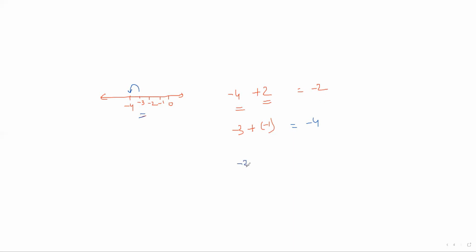If you're adding 0 to any number, you get the same number, and that will work for integers also. Negative 3 plus 0 will be negative 3. 4 plus 0 would be 4 only. Okay, this is using the number line. This is one way that you can add positive or negative integers. So we'll see another way also.